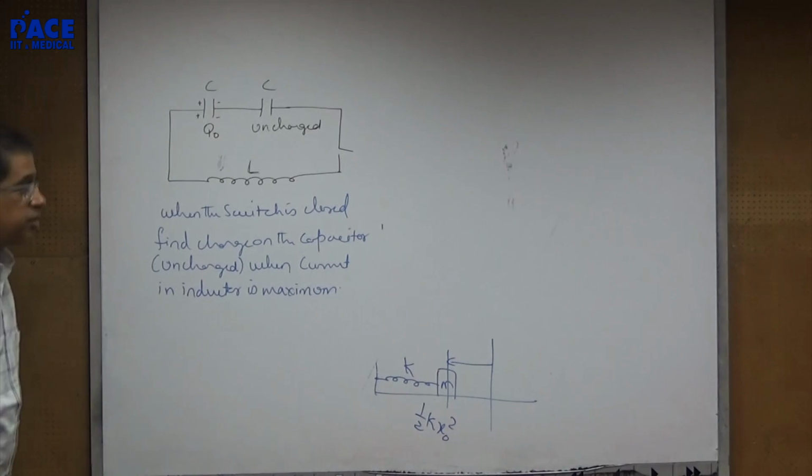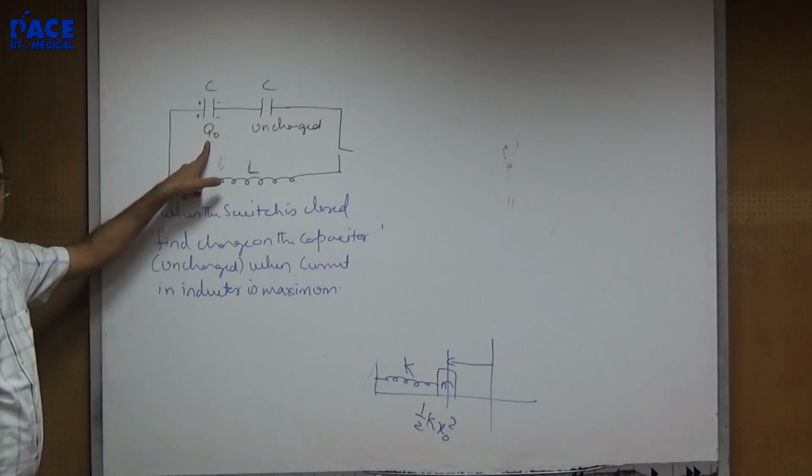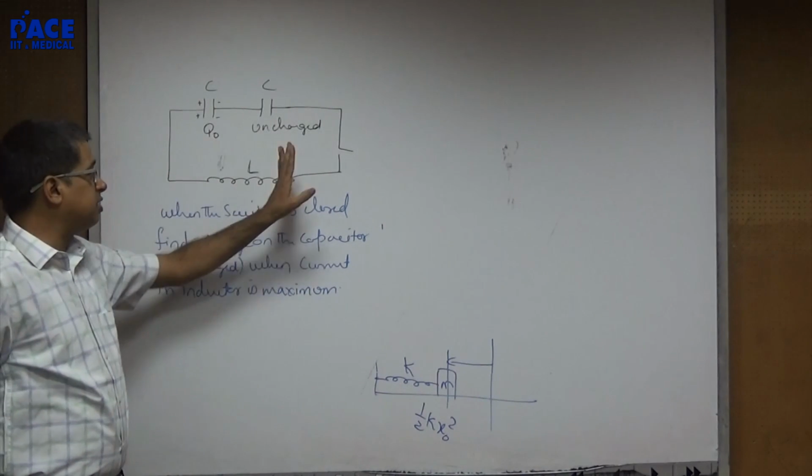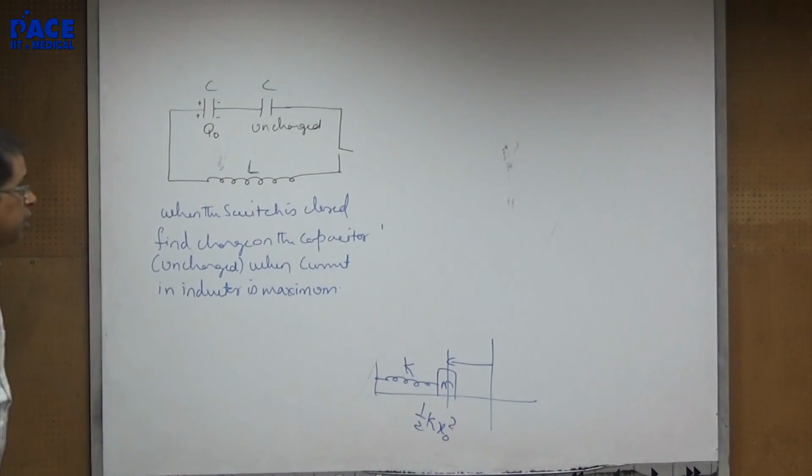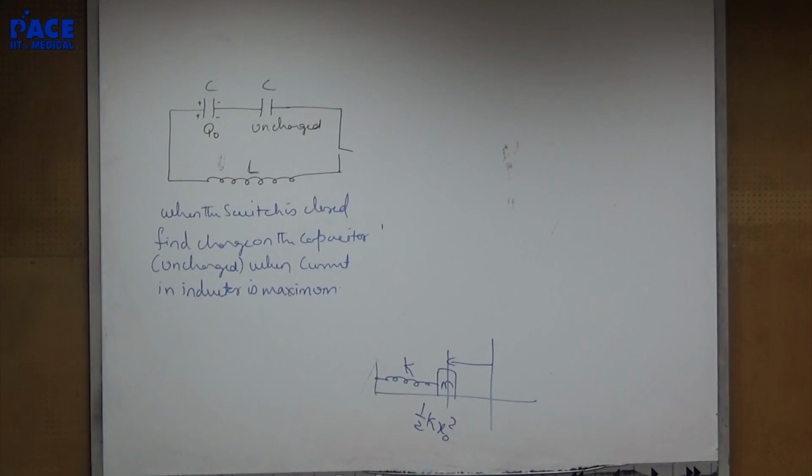One capacitor is charged to Q naught, the other capacitor is uncharged. Now there is an inductor in between. You are closing the switch. Find the current, find the charge on the uncharged capacitor when the current in the inductor is maximum.